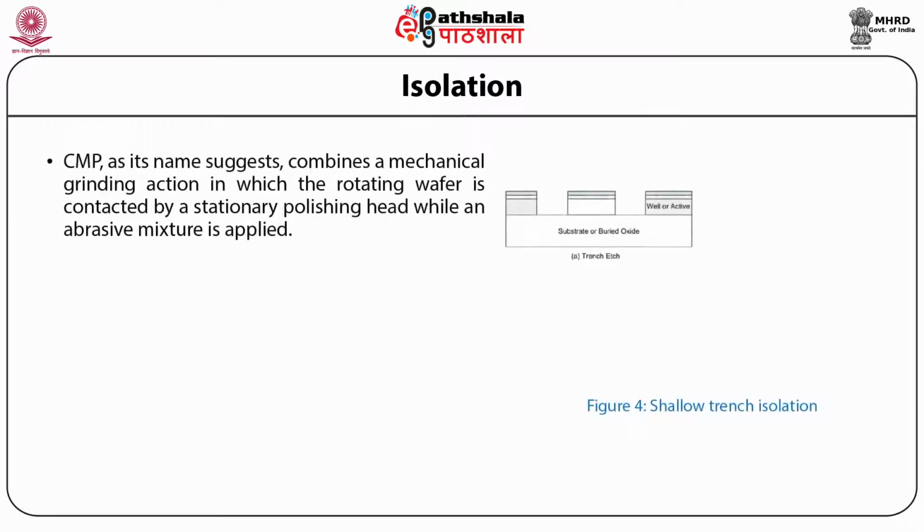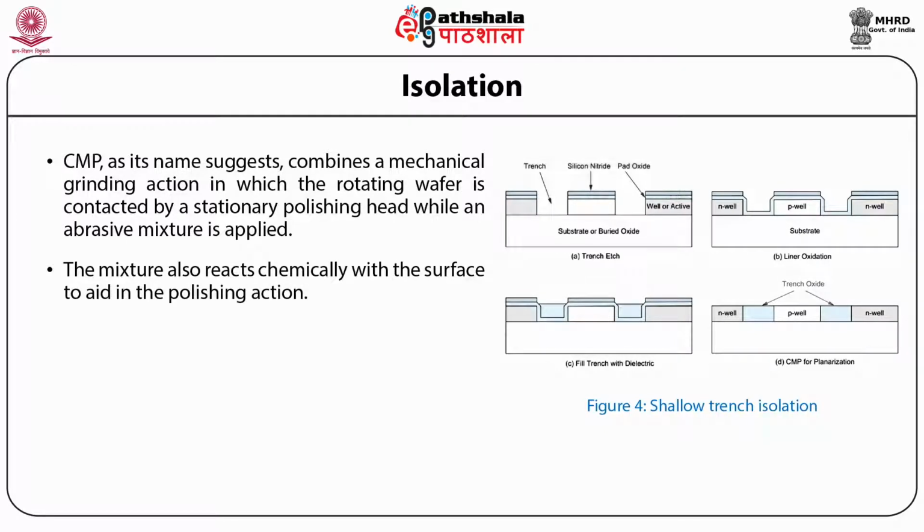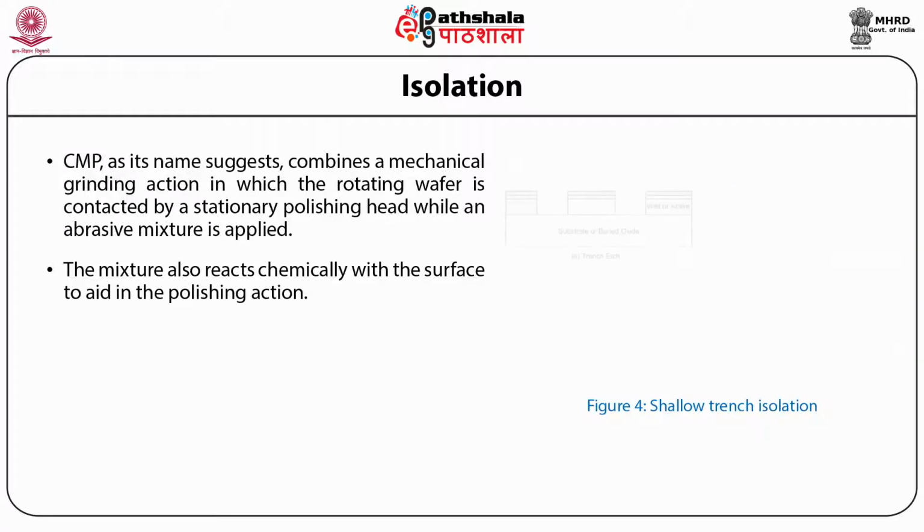CMP, as its name suggests, combines a mechanical grinding action in which the rotating wafer is contacted by a stationary polishing head while an abrasive mixture is applied. The mixture also reacts chemically with the surface to aid in the polishing action.